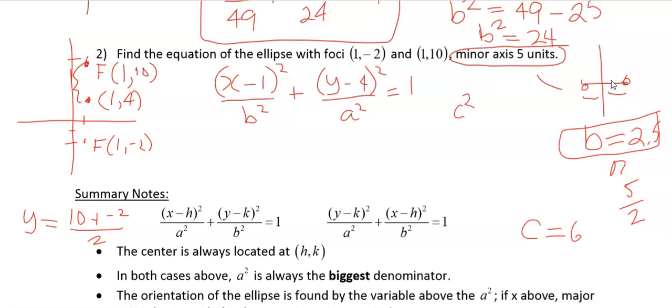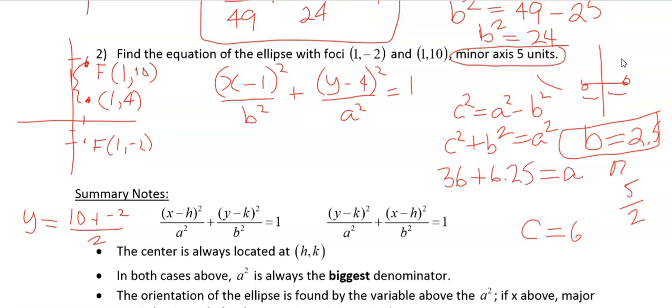So watch this. C squared equals a squared minus b squared. If you want to get your a squared by itself, just bring your b squared over. So c squared plus b squared equals a squared. I'm going to leave them as decimals. If you want to use fractions, you can. C squared is 36 because C is 6. B is 2.5. You square that, and I'm pretty sure you're going to get 6.25. Add those together, and you're going to get 42.25 equals a squared. That's your a squared, and that's what goes in your equation anyway.